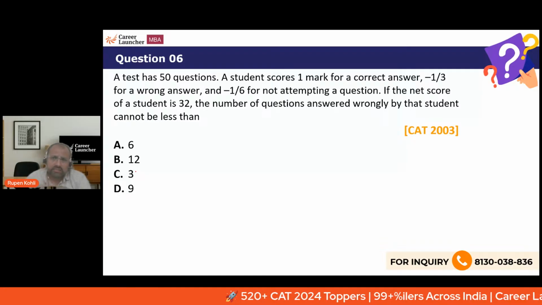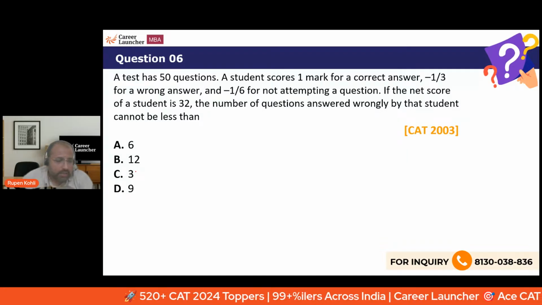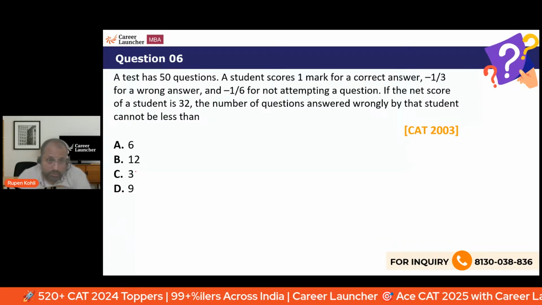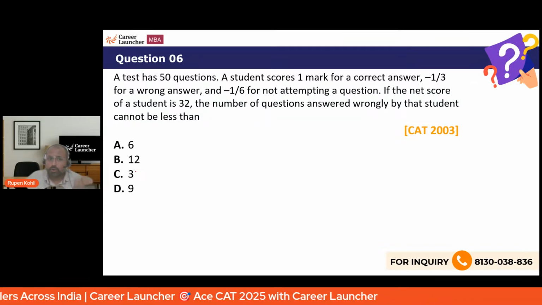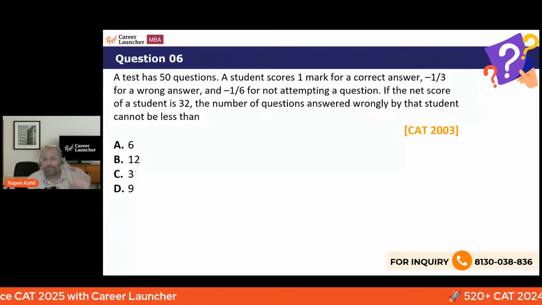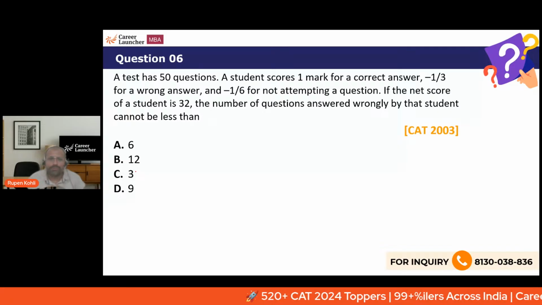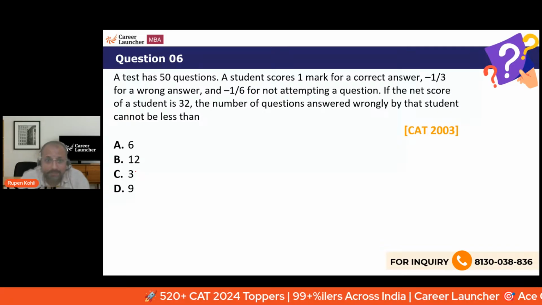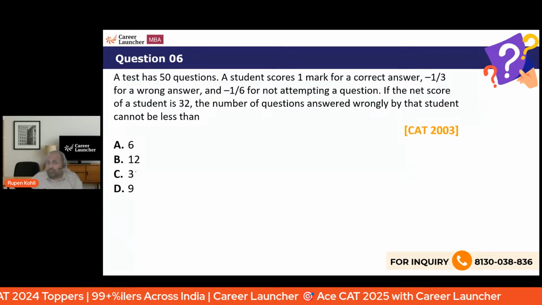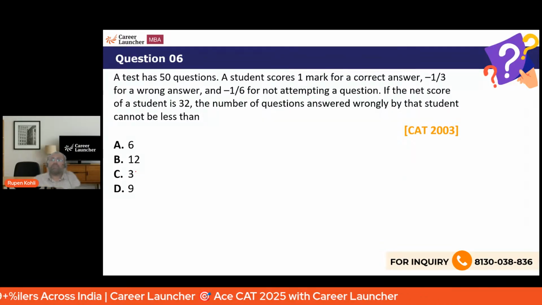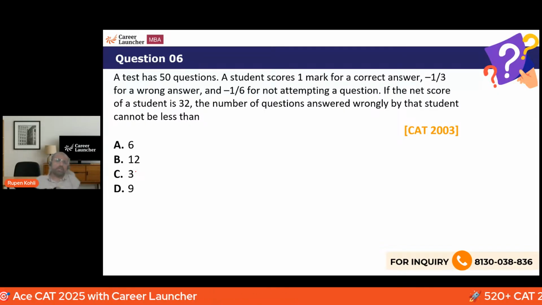A very nicely built question. This one. A test has 50 questions. A student scores 1 mark for a correct answer, -1/3 for a wrong answer, and -1/6 for not attempting. Not a question paper you want to be going in for, where you have everything to lose if you have not even attempted. If the net score of a student is 32, the number of questions answered wrongly by the student cannot be less than what, from the options?